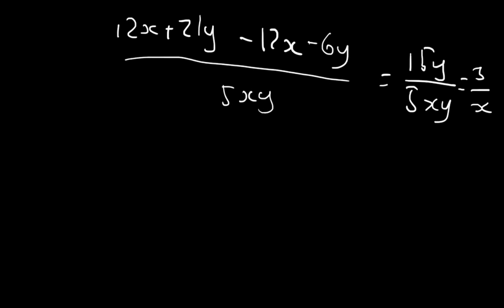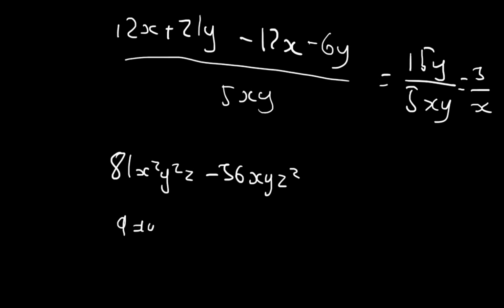And the final example we're going to take a look at is a factorization one. If we have 81x squared y squared z, take away 36xyz squared. Well, to factorize this, we have to take the highest common factor out of the two terms, which would be 9xyz, because 9 goes into 81, 9 goes into 36, x goes into the x's in those two terms, y goes into the y's, and z obviously goes into z's.